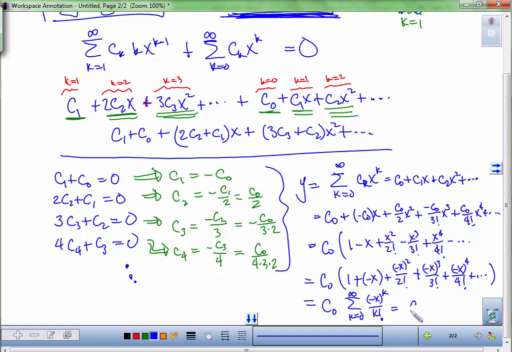So this looks like it's C naught. Look, we even have the arbitrary constant for us, right? And then we have e to the negative x. How's that?